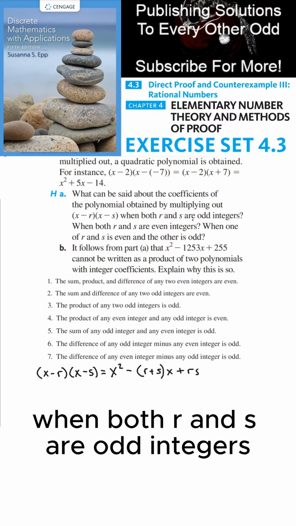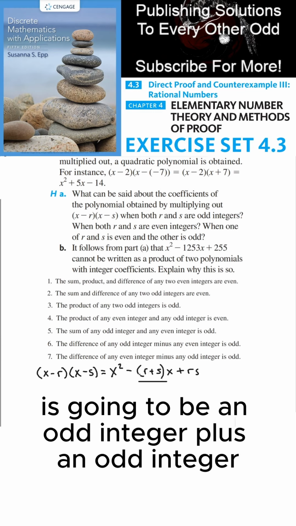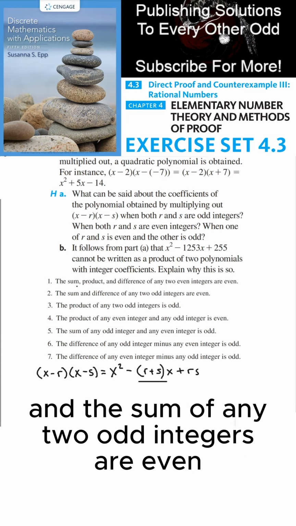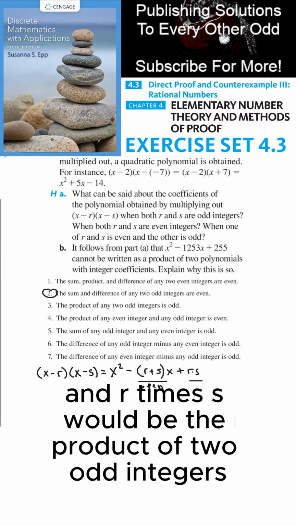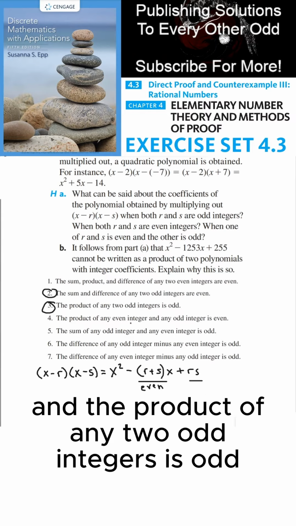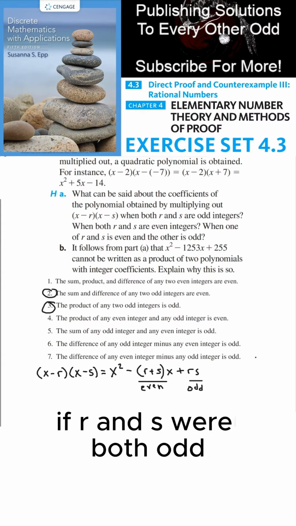When both r and s are odd integers, then the coefficient in front of x is going to be an odd integer plus an odd integer, and the sum of any two odd integers is even. So this would be even, and r times s would be the product of two odd integers, and the product of any two odd integers is odd. So this would be the situation if r and s were both odd.